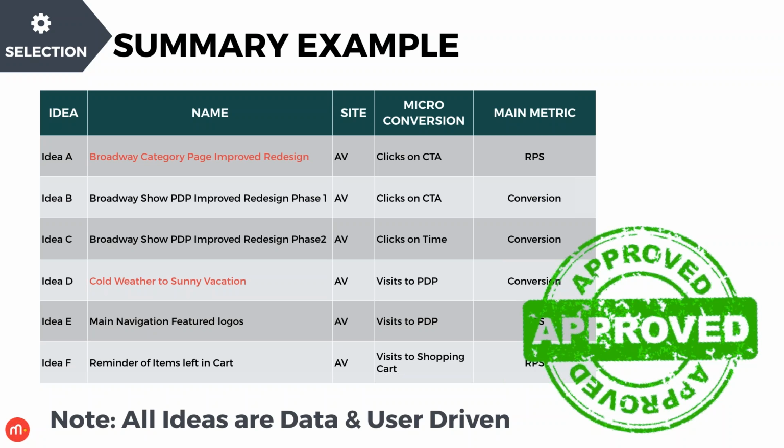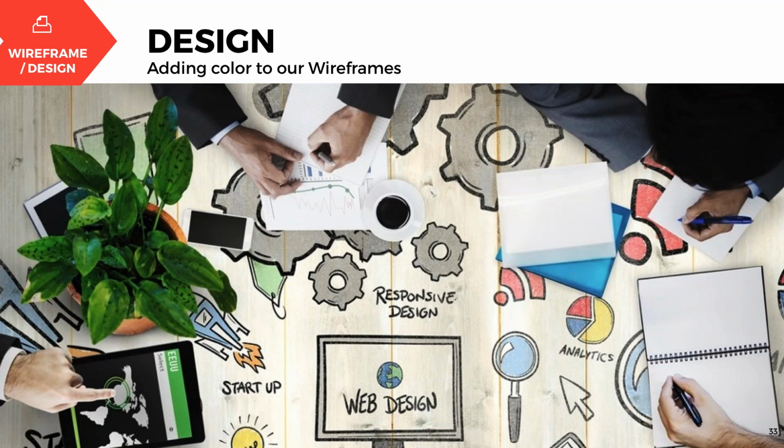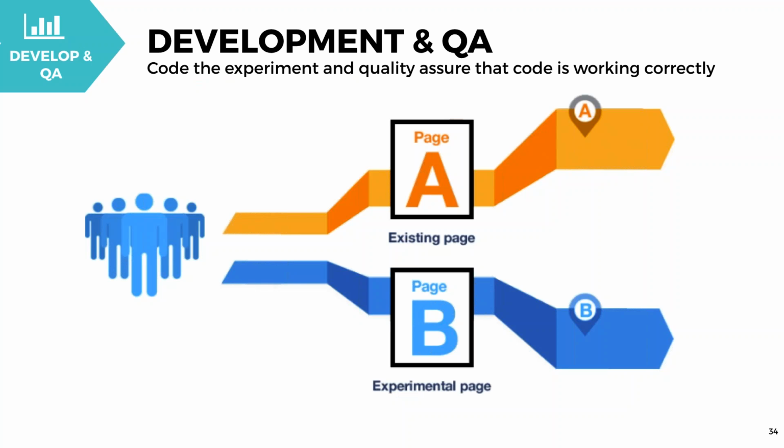So once we have all of the ideas ready and approved, that's when we start with the process of wireframing and designing. So for instance, if we're doing a major checkout redesign, of course, that's going to take wireframing. And once we start with those wireframes and those are approved, then it's all about designing and adding color to those wireframes. Once designs are all set and ready to go, we then send to development and QA.